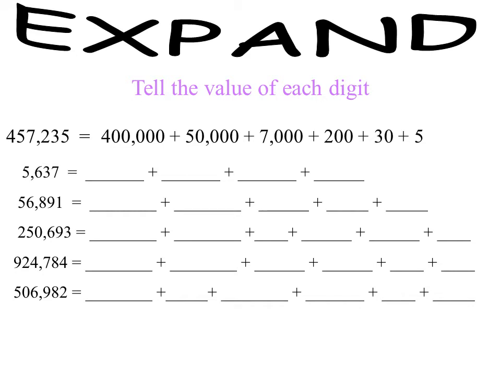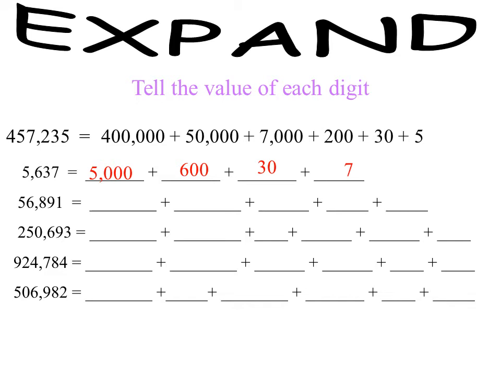5,637. So the first number is 5. 5 is in the thousands place, so we will write it as 5,000. Then 6 is in the hundreds place, so we will write it as 600. Then 3 is in the tens place, we will write it as 30. 7 is in the units place, we will write it as 7.